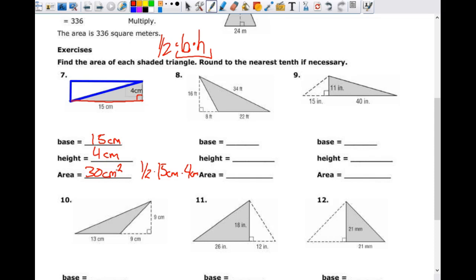Now for this next question, number 9. It is asking us to find the shaded area. Is this part shaded? So do I really care about that part right now? Nope. What's the base? 40 inches. What's the height? 11 inches. We know it's the height because that's perpendicular. 1/2 of 40 times 11. Half of 40 is 20. 20 times 11 is going to be 220.